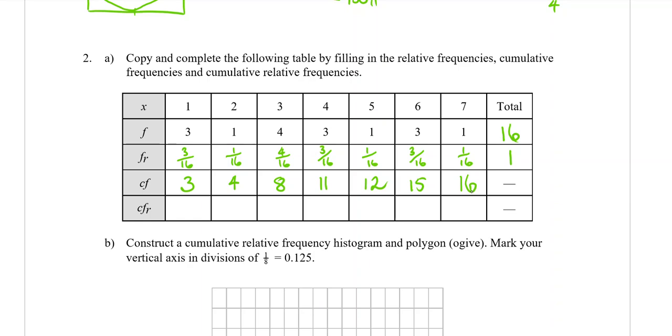Okay, now to do cumulative relative frequency. So that's going to be accumulating this row. So starting with 3 over 16, that's why I wanted to leave them as 16s, because then they're easier to add on. So 3 out of 16 is my first number. Add on an extra 1 will make 4 out of 16. Add on another 4 will be 8 out of 16. Then add on 3 is 11.